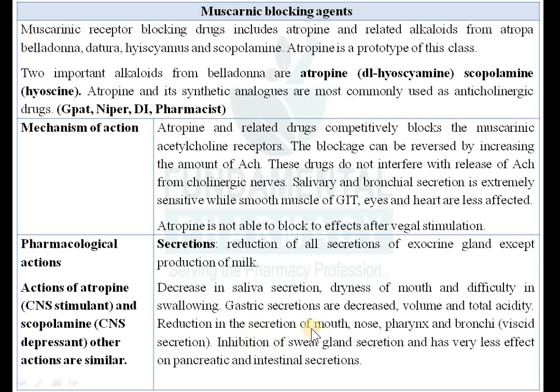Then reduction in the secretion of mouth, nose, pharynx and bronchi. Okay, so जो भी bronchial secretion होगा वो thick होगा. So viscid secretion, inhibition of sweat gland secretion and very little effect on pancreatic and intestinal secretion. There also it inhibits, but it has a lesser effect, but still it inhibits. So secretions will be inhibited by atropine.